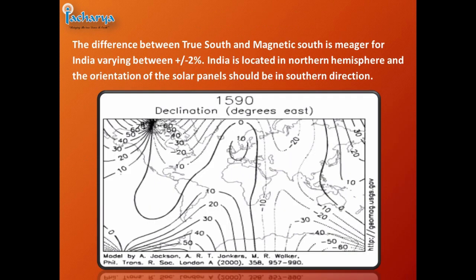The difference between true south and magnetic south is meager for India, varying between plus or minus 2 degrees. India is located in the northern hemisphere and the orientation of solar panels should be in the southern direction.